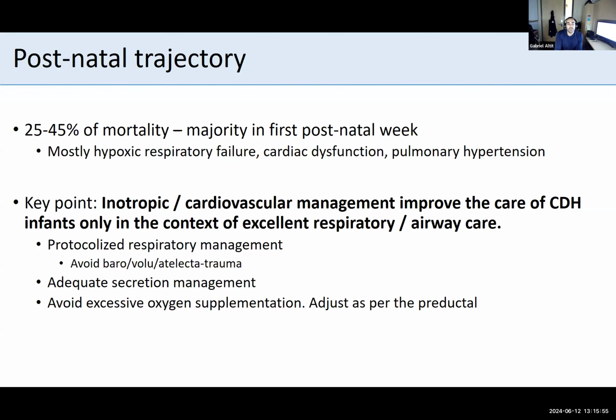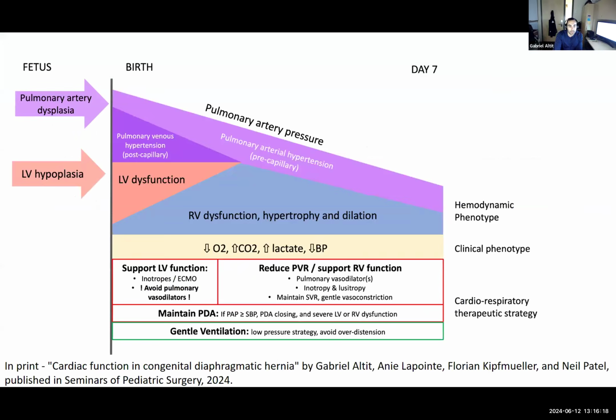patients. I do think that, as I mentioned, you need to provide exceptional cardiovascular care in these patients, and you need to provide excellent respiratory airway care. And all of this needs to be combined together in order to give the best chances to these patients. And that does involve protocolized respiratory management, adequate secretion management, and avoiding excessive oxygen supplementation when it's not necessary.